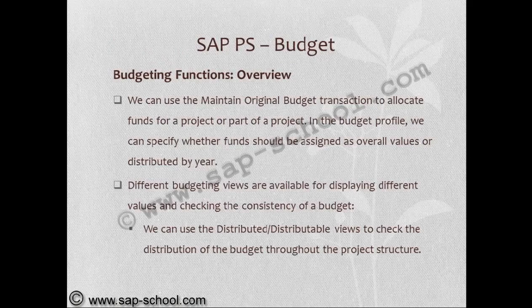So the functionalities of budgeting: we can use the maintain original budget transaction to allocate funds for a project or part of a project. In the budget profile, we can specify whether funds should be assigned as overall values or distributed by year. Different budgeting views are available for displaying different values and checking the consistency of a budget. We can use the distributed or distributable views to check the distribution of the budget throughout the project structure.